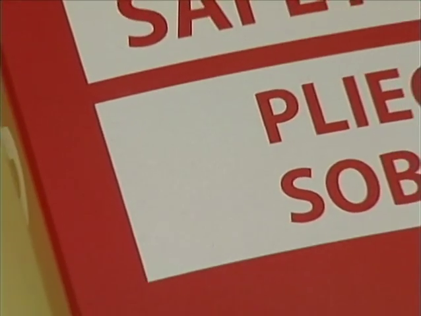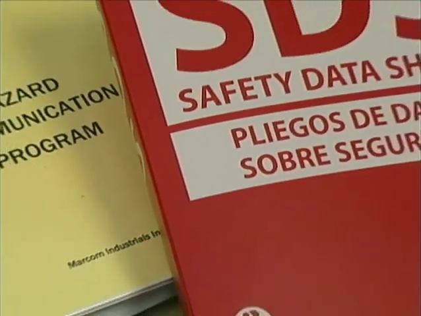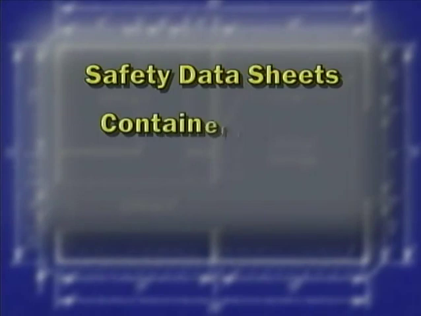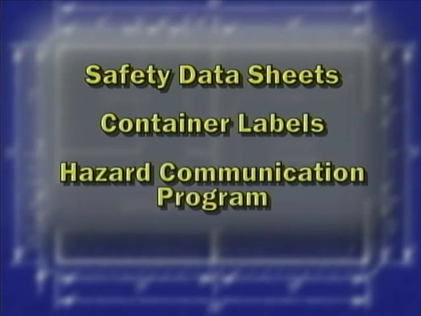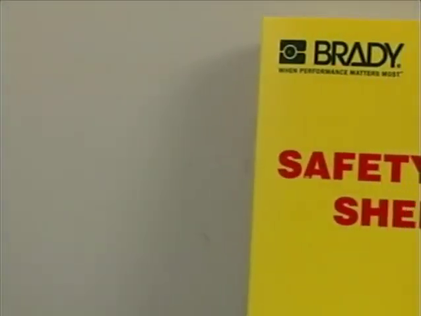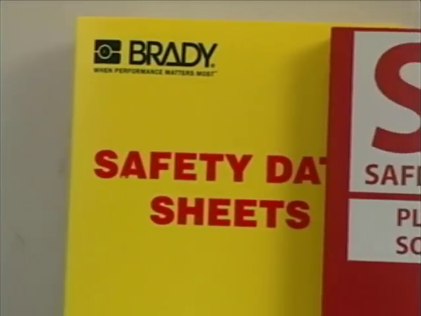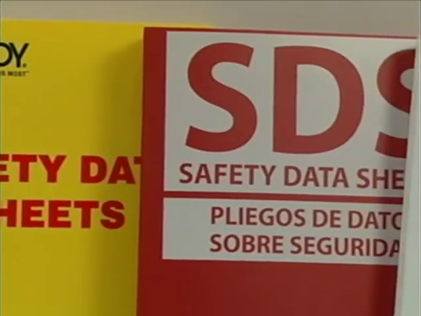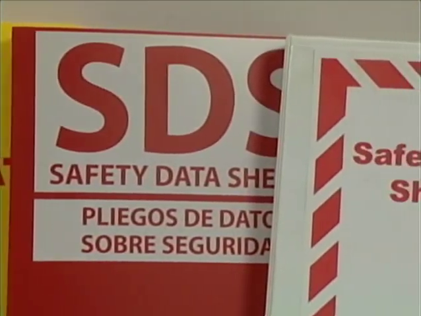Under the HAZCOM standard, chemical hazard information is communicated to you in 3 ways: safety data sheets, container labels, and your facility's written hazard communication program. A safety data sheet, previously known as a material safety data sheet, is essentially a guide for how to safely use a specific chemical.